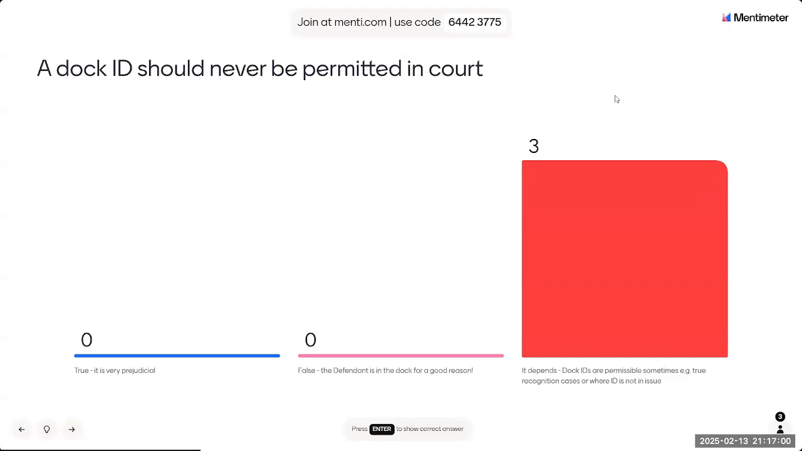Should we ever allow a dock ID? Too easy for you guys. Sometimes permissible. Sometimes we don't need to object to it because identification is not an issue, right? They are known to each other, or the officer can testify in court that the person in the dock is the person he arrested. Remember the case of Christie.